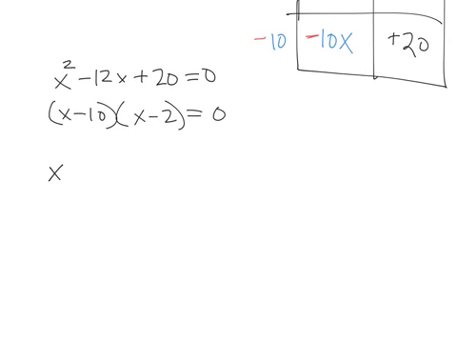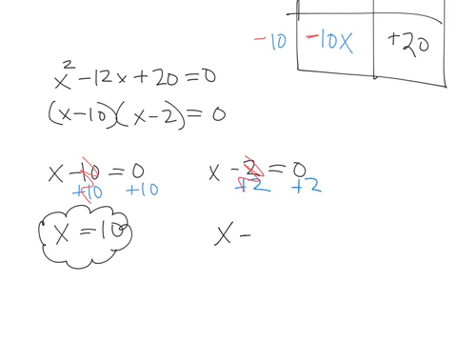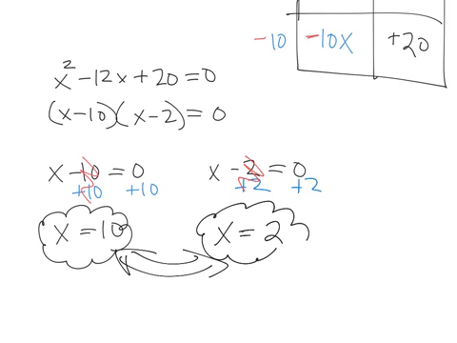So either x minus 10 equals 0 or x minus 2 equals 0. So adding 10 to both sides, the 10's cancel. You get x is equal to 10. And then over here, adding 2, so the 2's cancel, so you get x is equal to 2. And those are your two solutions.